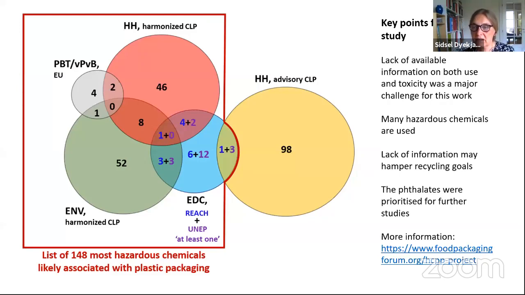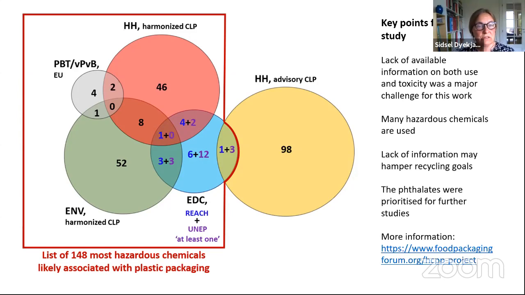And moreover, the project actually prioritized the phthalates for further studies, which is also quite interesting, as we will have another study about phthalates today, as I understand. And actually, just this morning, I heard that the Food Packaging Forum is also working on a database exactly on food contact chemicals. And I think this other new database, I don't know if it's published yet, will cover around 11,000 chemicals.